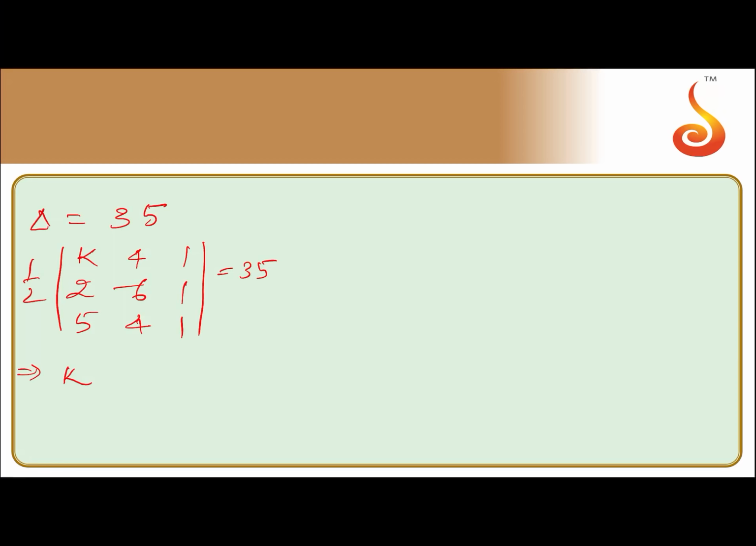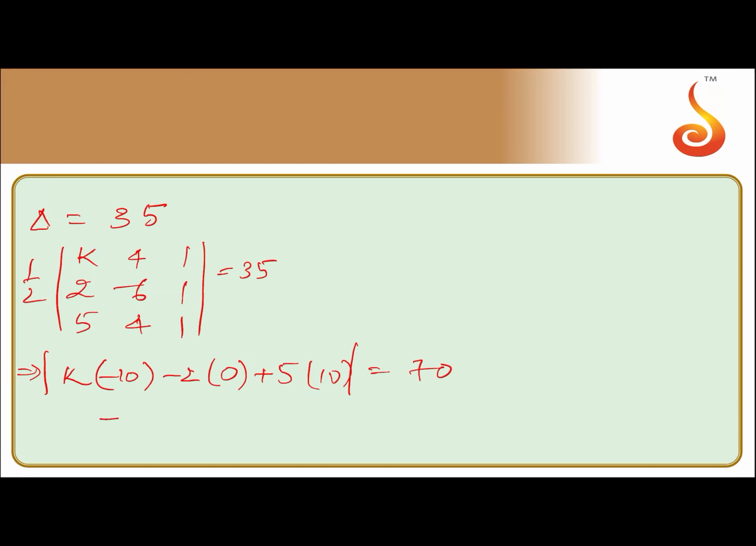Take it as k multiplied by, expanding along the first row, k multiplied by minus 6 minus 4, which is minus 10. Shall we expand along the first column? That'll be better. So minus 2 multiplied by 4 minus 4, which is 0, plus 5 multiplied by 4 plus 6, which is 10. That is equal to 70. Since the area has to be positive, we take the modulus, and that is equal to 70.